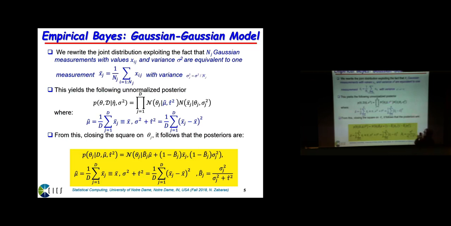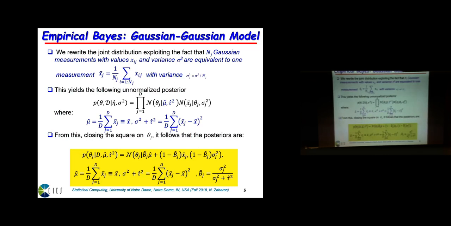These equations at this point are irrelevant, but let's say that they are fixed parameters, okay? So the joint, so the normalized posterior is the product of this Gaussian times this Gaussian from j equals 1 to D. And so if you concentrate on the product of these two Gaussians, you can either by closing the square, you remember the closing the square on theta j, if you multiply them and you accumulate the terms of theta j, you're going to get a new Gaussian.